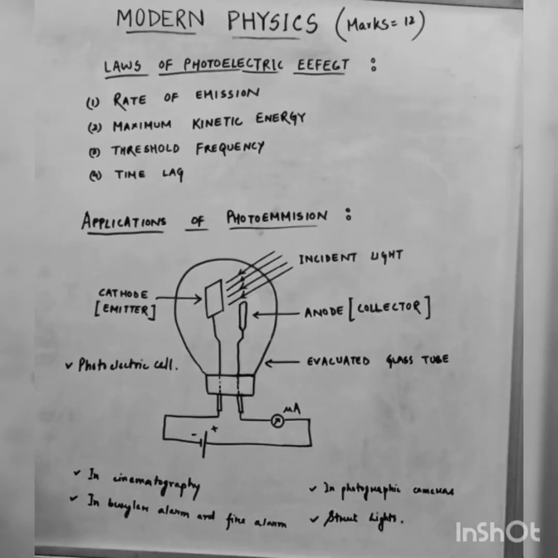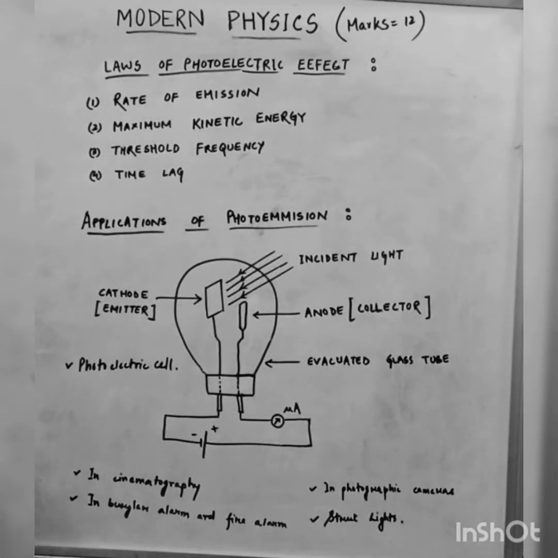There are four laws regarding the photoelectric emission. The first law is the rate of emission, which states that the number of photoelectrons emitted from the metal surface per second is proportional to the intensity of the incident radiation at a given frequency. That is, the more the intensity of the incident radiation, the more photoelectrons will be emitted from the metal.